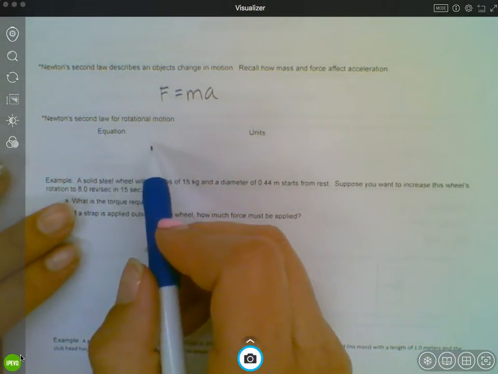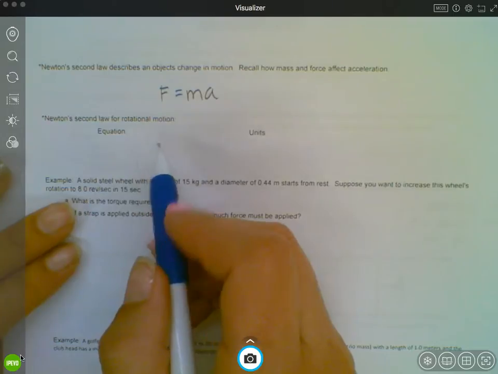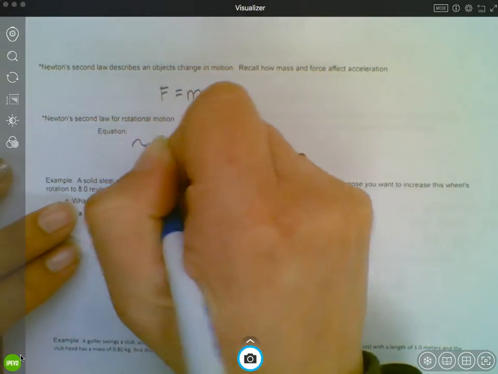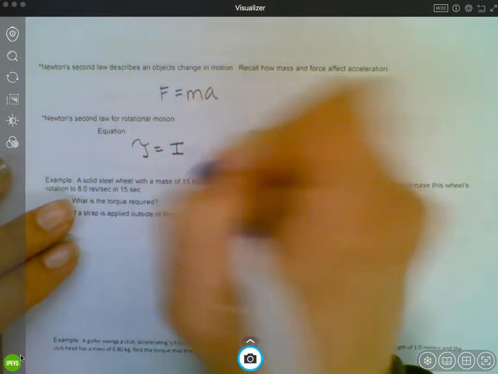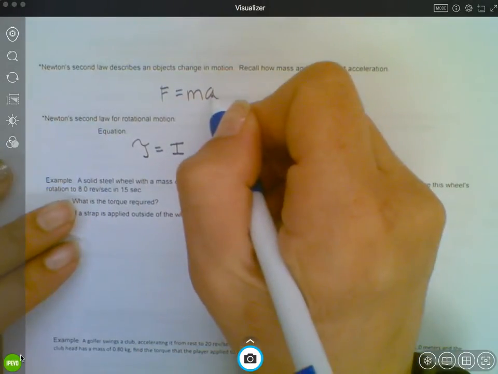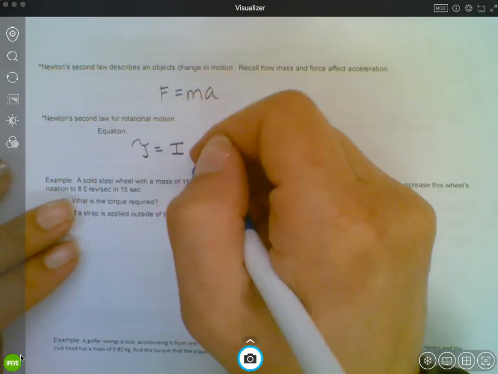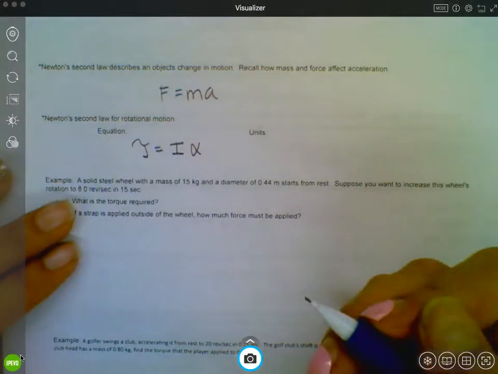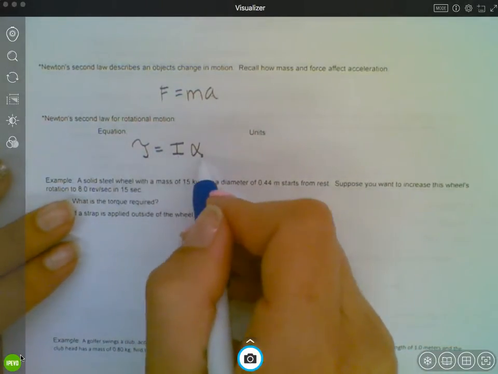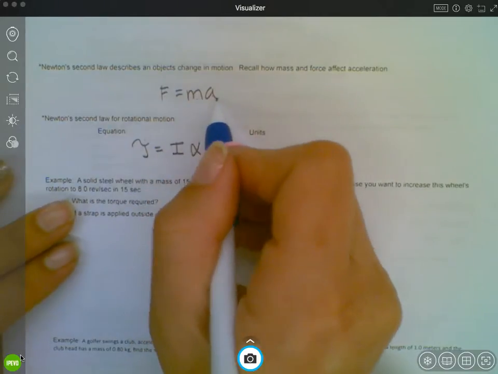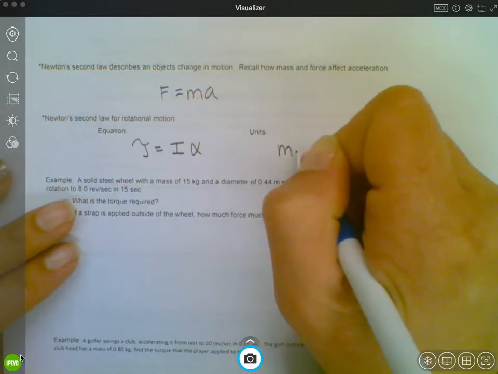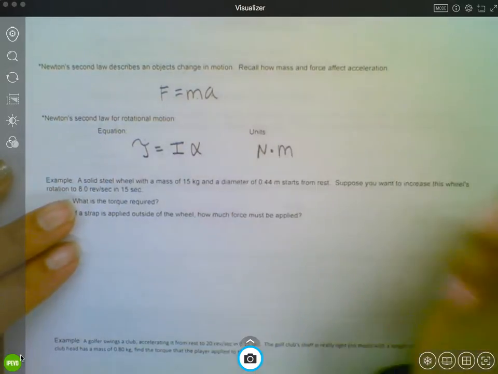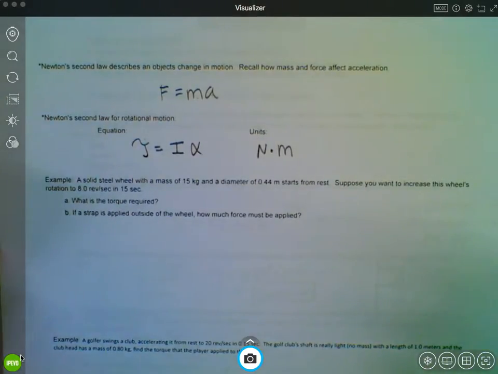For rotational or angular form, it's going to be torque equals the equivalent of mass, which for rotation is the moment of inertia, and the equivalent of acceleration for rotational motion is alpha. So it's torque equals I alpha, just like force equals ma. The units for torque are still newtons times meters.